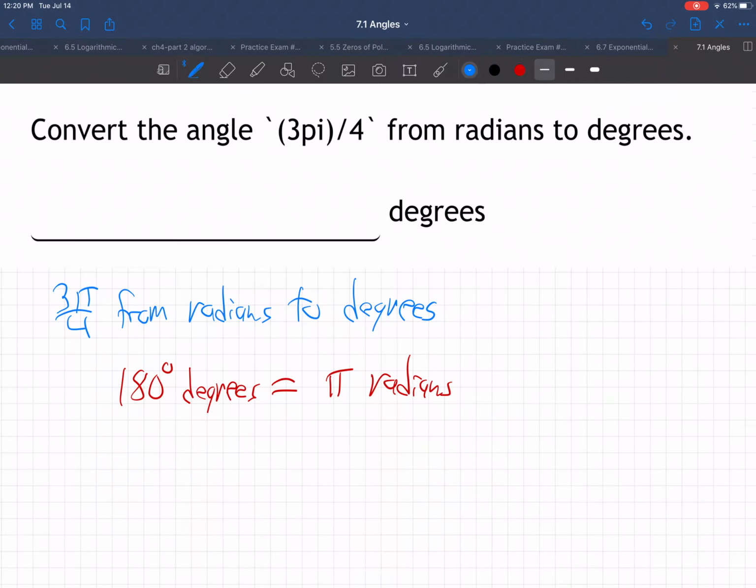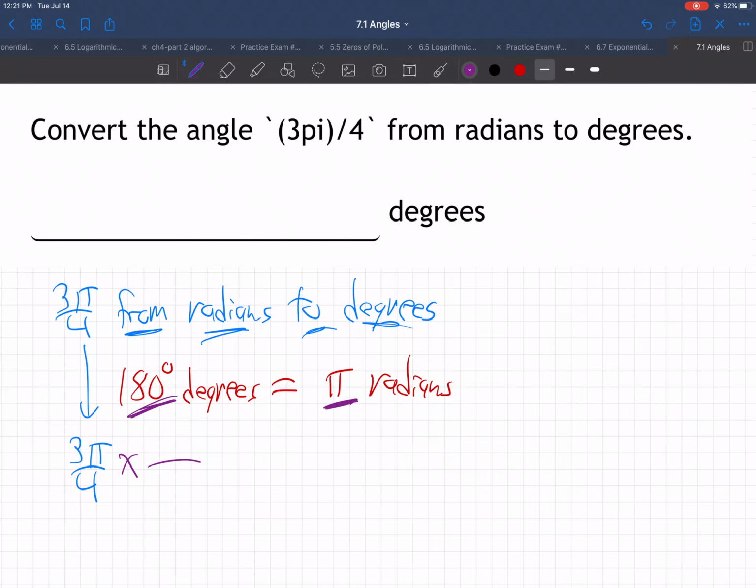So let's take what we've got here. We've got 3 pi over 4, and that's in radians, right? From radians to degrees. Now, we're going to multiply by a fraction. One side is going to be 180 degrees, the other side is going to be pi radians. But how do you know which one goes on the top or the bottom? It changes from example to example.